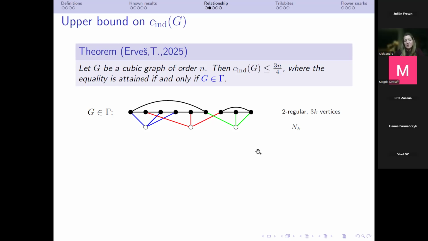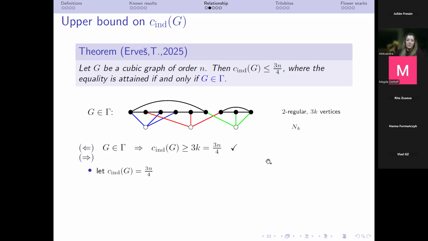How can we see that? Well, of course, if G has such a structure, then CIND is at least 3k. Yeah, these are these black vertices. Okay, so this is clear, and the opposite inequality we see here, so equality holds. What about the other direction?